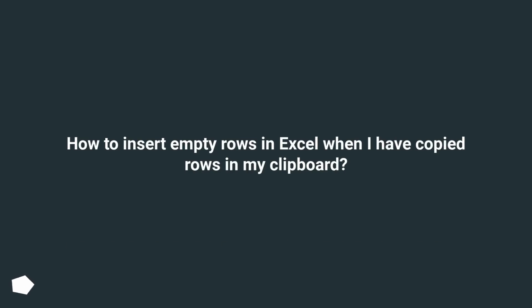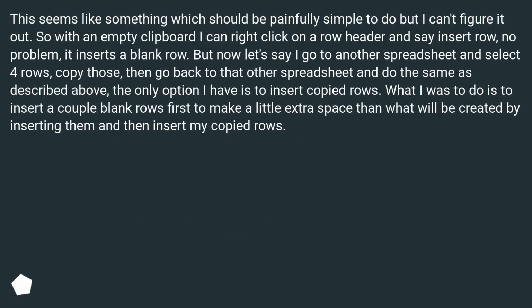How to insert empty rows in Excel when I have copied rows in my clipboard? This seems like something which should be painfully simple to do, but I can't figure it out. So with an empty clipboard, I can right-click on a row header and say Insert Row. No problem, it inserts a blank row.